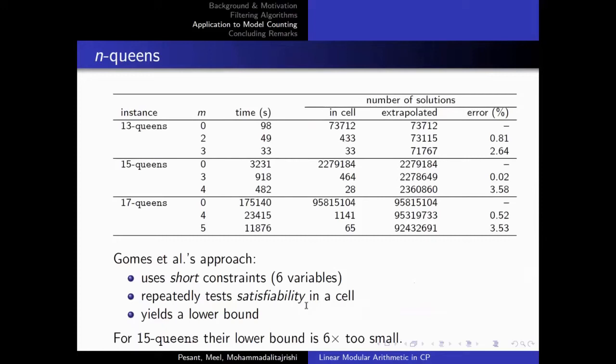If you want to compare to Gomez et al., their approach is a bit different. They use short constraints on 6 variables at most. So you don't get the same guarantees. They don't count in a cell. They repeatedly test satisfiability in a cell, without going into details. And that yields a lower bound. So for example, for the 15 queens, their lower bound is about a factor 6 too small.